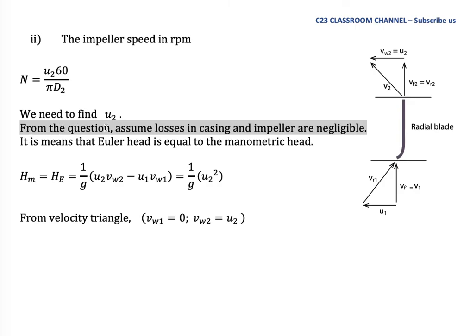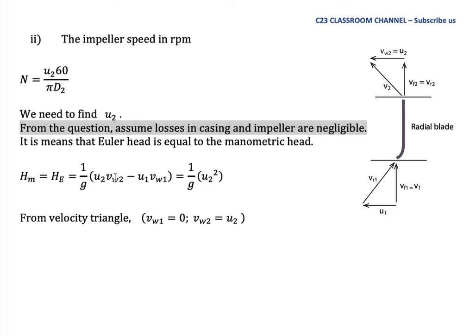From the question, it gives you the idea that assumed losses in casing and impeller are negligible. So we think that it means that the Euler head is equal to the manometric head in this situation. So we have manometric head equal to Euler head, and the equation of Euler head is given as 1 over g times U2 whirl 2 minus U1 whirl 1, and whirl 1 here is equal to 0. You could refer to the question.